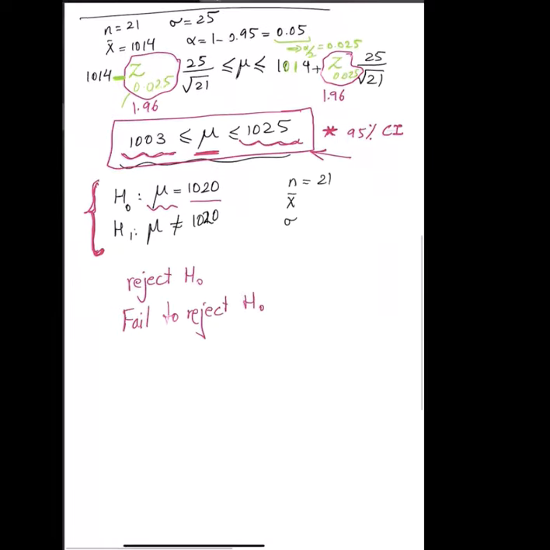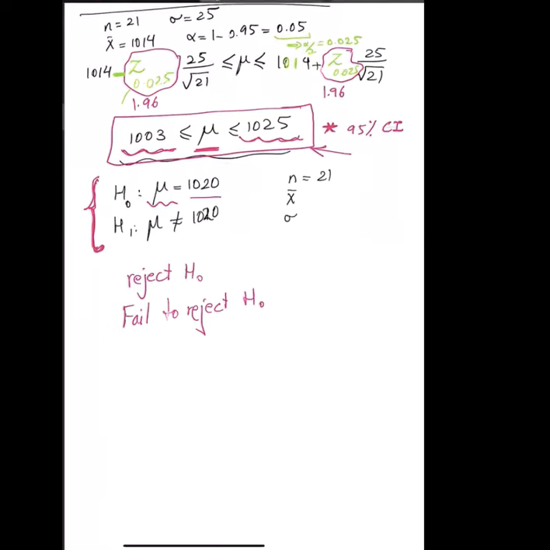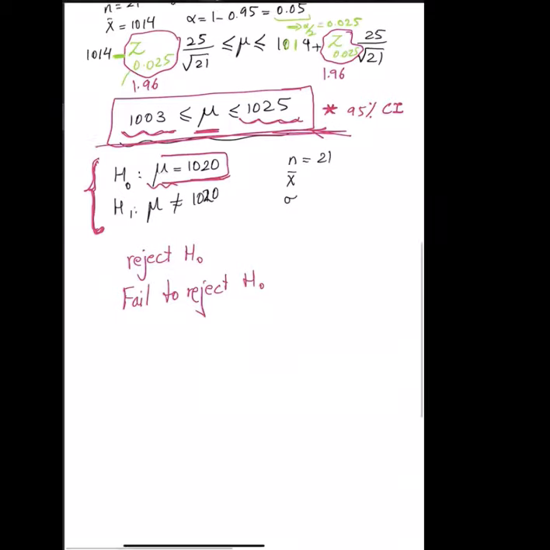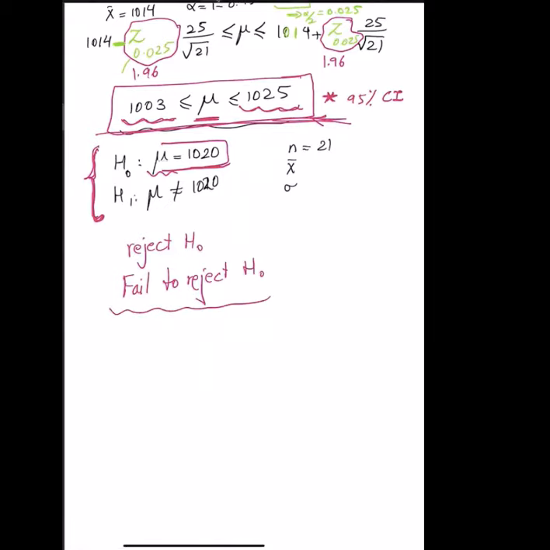You'd fail to reject, right? Because the mu falls within the confidence interval. Exactly. This confidence interval tells us we are 95% confident the unknown average falls somewhere in this interval. And I'm telling you I'm thinking the average is 1020. That 1020 is in this interval that we know contains that unknown average. So if that's the case, I don't have any evidence to reject the null hypothesis.